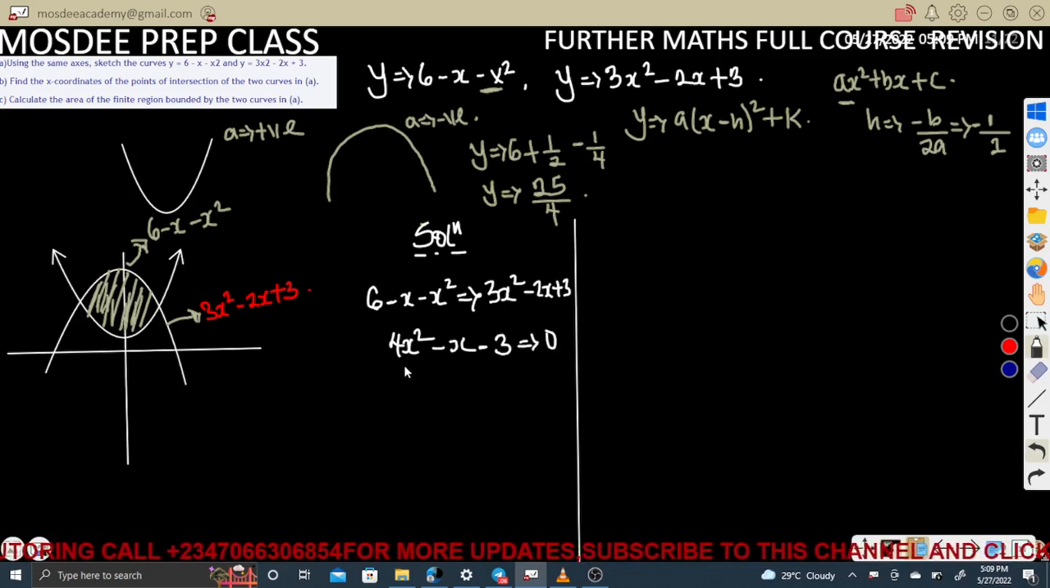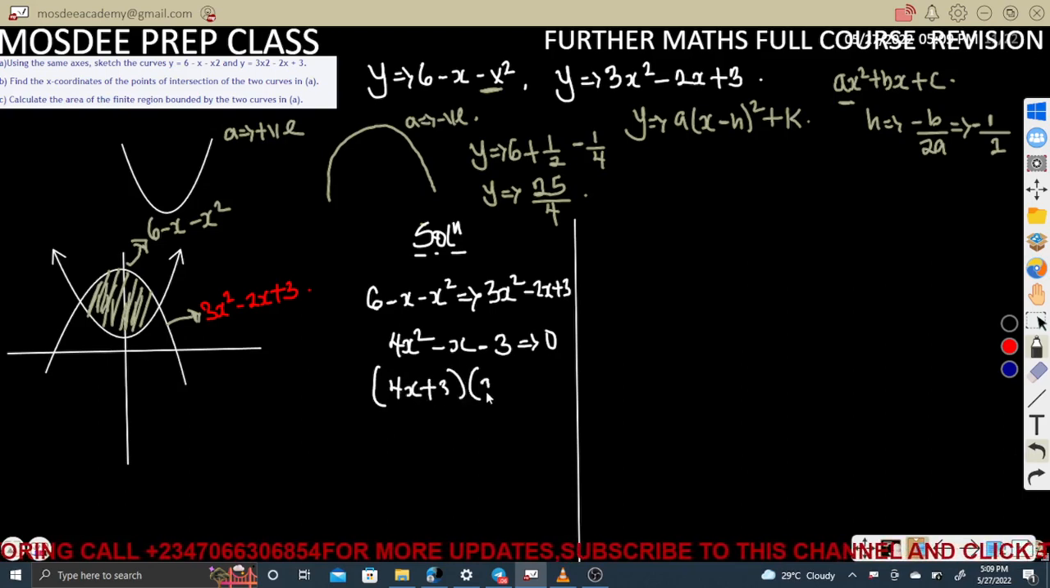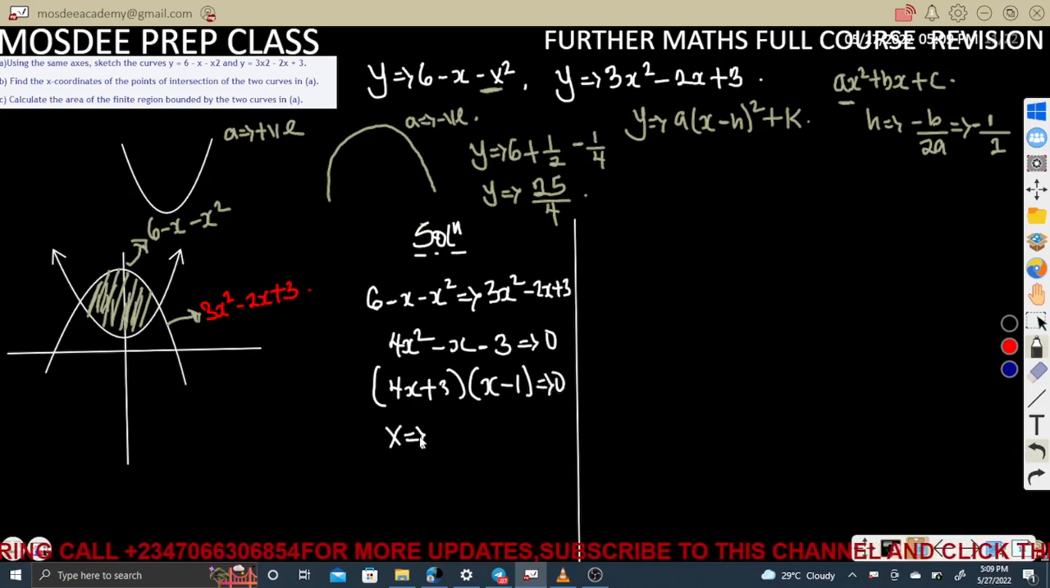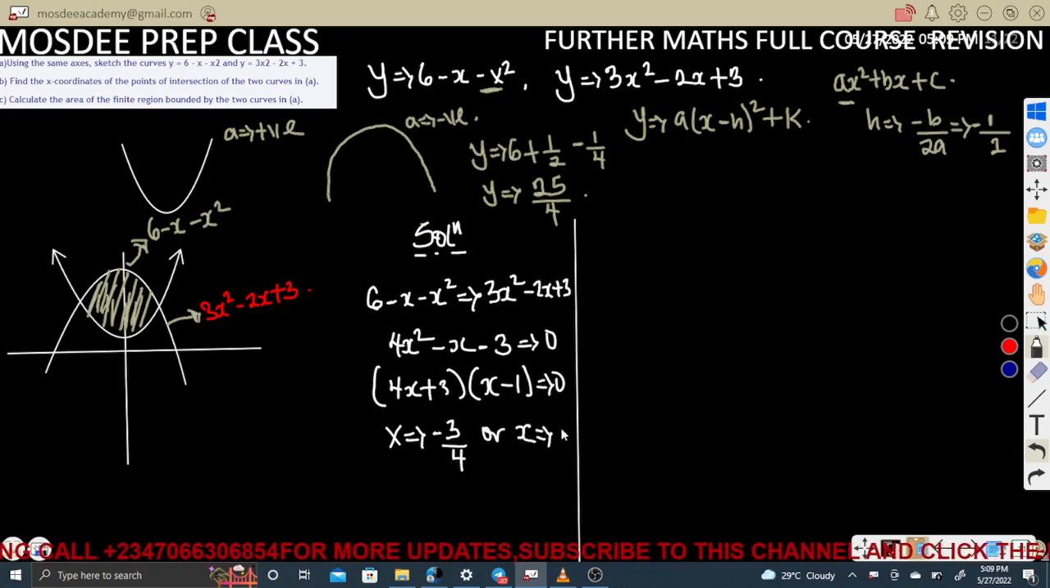On factorization, this should be 4x plus 3, then x minus 1, equals 0. So x equals negative 3 over 4, or, as we've done, x equals 1. These are the two points where these two curves are going to meet, and that is the answer for the first part of the question. So teachers should concentrate on factorization, like I said in other examples. They should also look into using such quadratic equations to plot a curve, in terms of writing it in vertex form and understanding the importance of the values of a, b, and c in the quadratic function.